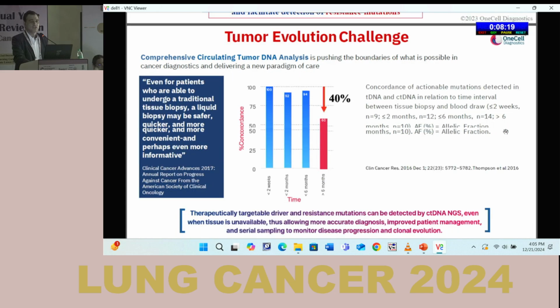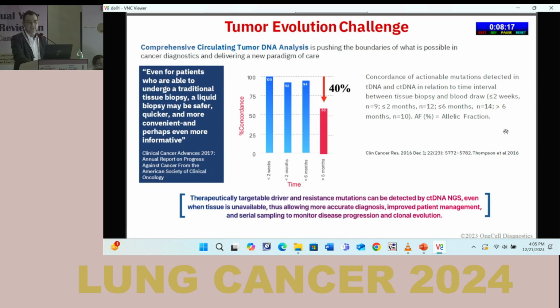The second issue is that the tumor is evolving. This is the biggest issue. We believe that to successfully treat cancer, you have to treat at the speed of the cancer. This is one of the studies where they compared tissue and liquid within 2 weeks, within 2 months, and more than 6 months. What you see is that if tissue is more than 6 months old, you miss 40% of the information, and possibly that 40% is what has evolved, which might lead to resistance to the treatment.